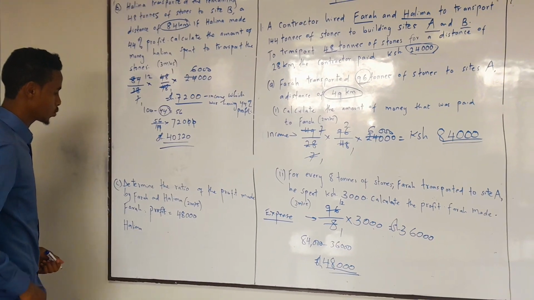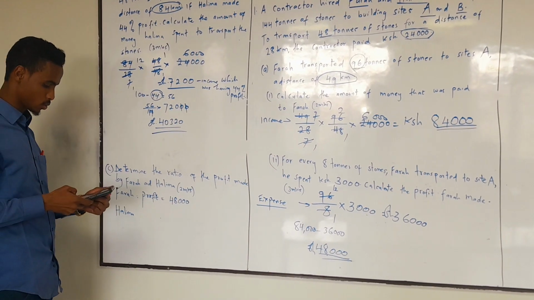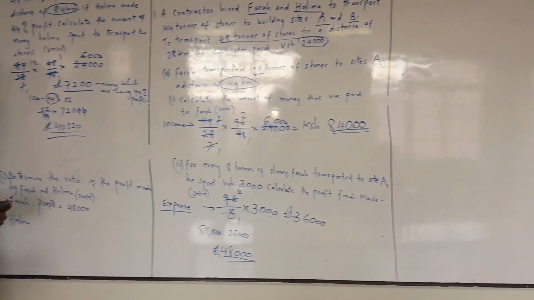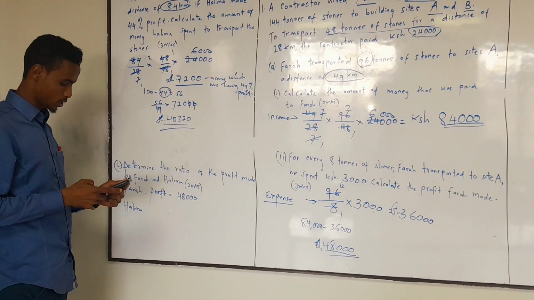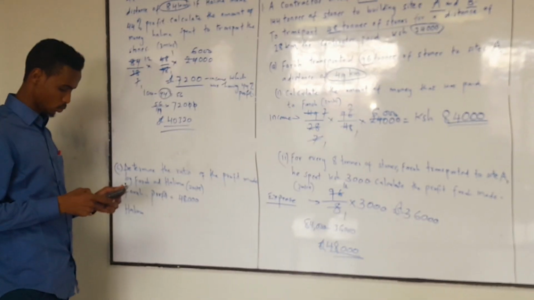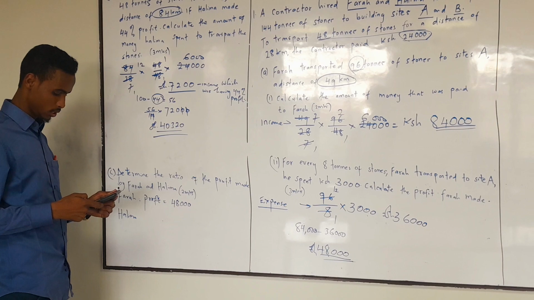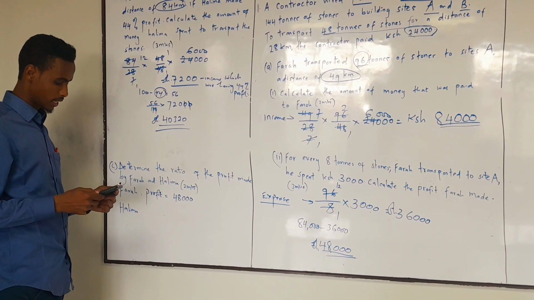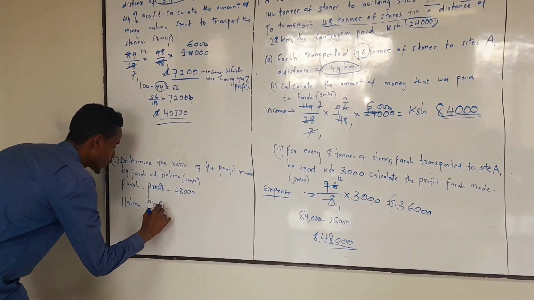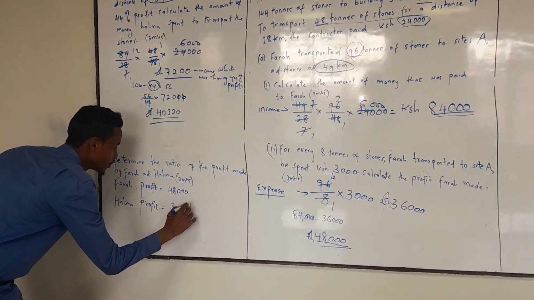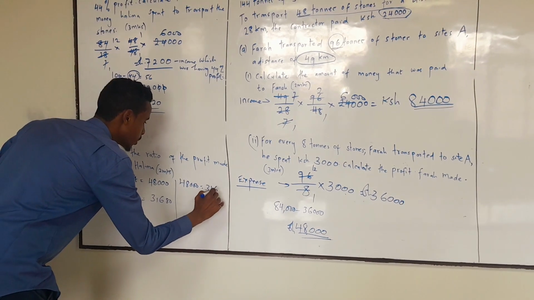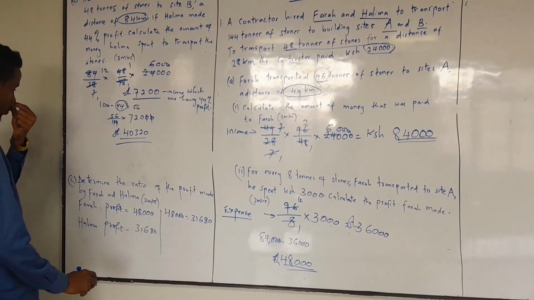We are going to get, let's do this quickly. It's my calculator. 72,000 minus 40,320 is 31,680. Halima's profit is 31,680. Now the ratio, the 48,000 against 31,680. Now how do you do this?